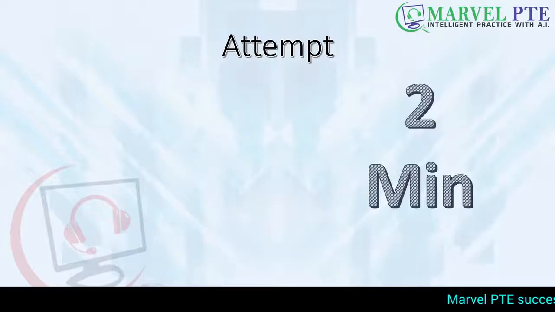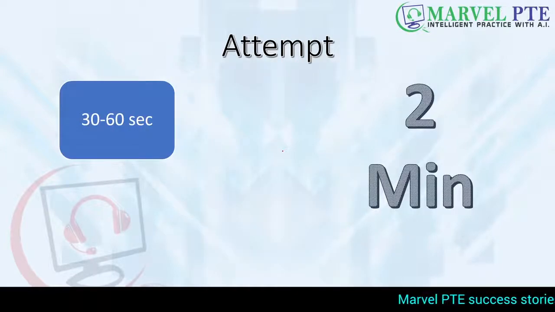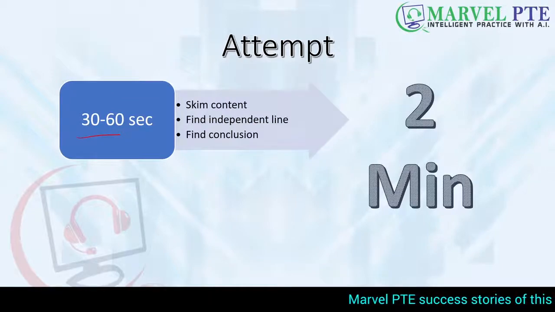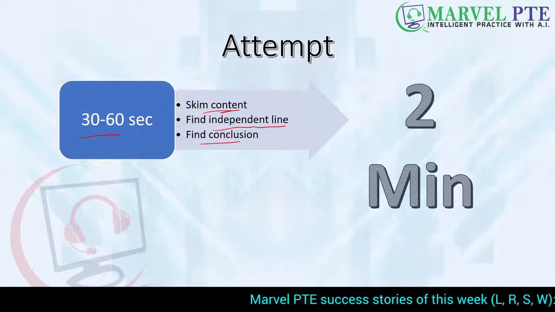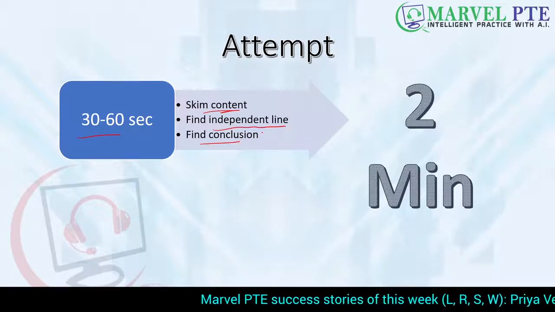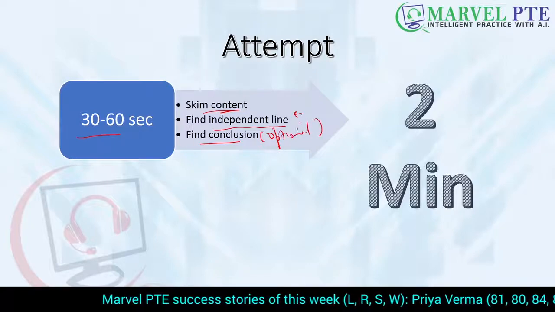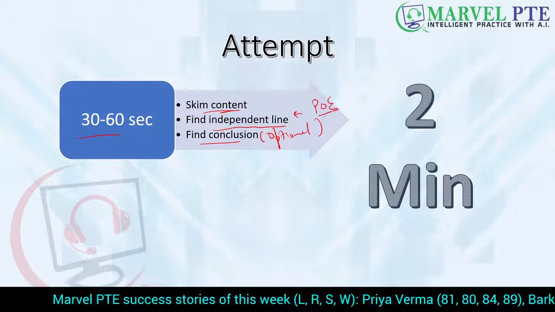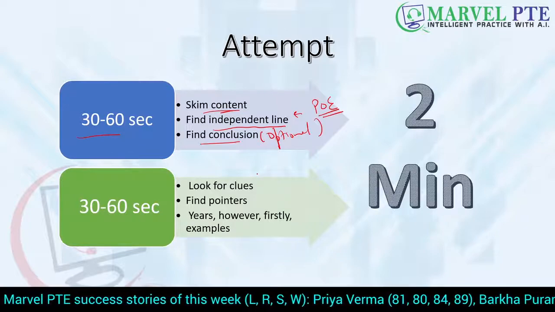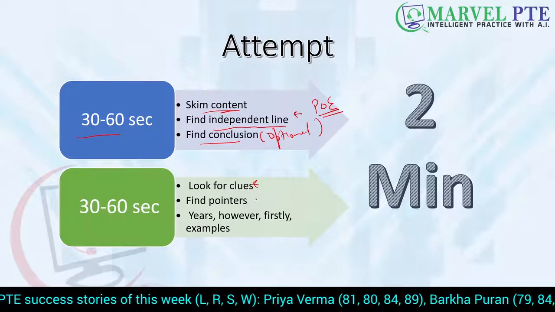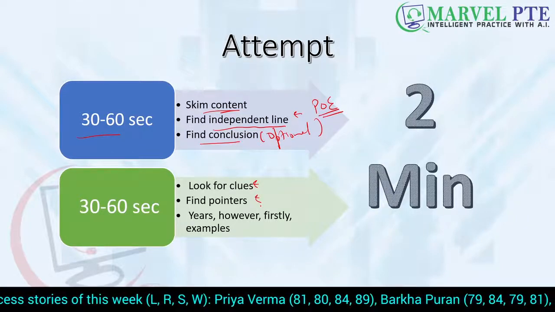And remember, you just have 2 minutes to solve your reading fill in the blanks. In the first 30 to 60 seconds, you have to skim the content, then you have to find an independent line, then you have to find the conclusion line if possible. This one is always optional, but you have to find an independent line using your process of elimination. And in the next 30 to 60 seconds, you can look for clues, you can find pointers, and then make pairs.